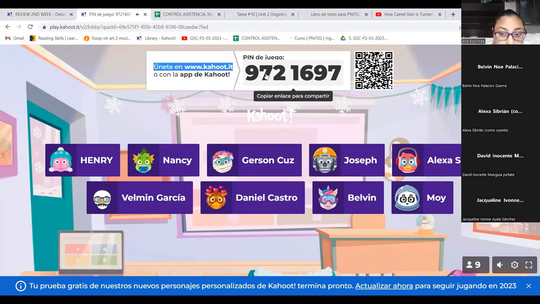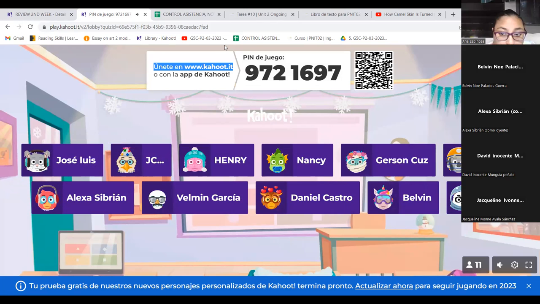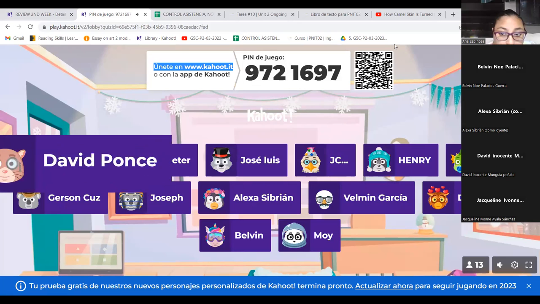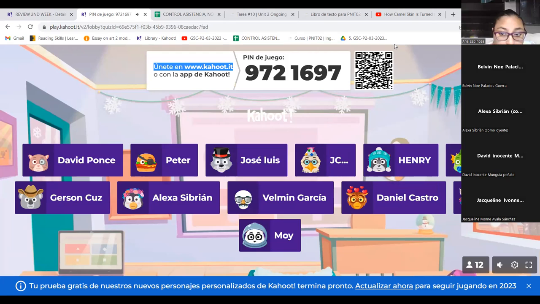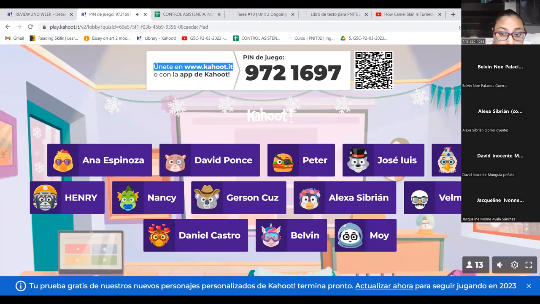Miramos, tengo a 8 personas, 9. Necesitamos por lo menos 17 personas conectadas, 16 personas conectadas. 10, 11. Bien. David Ponce, tenemos 12. Okay, we're missing at least 5 people more to be connected so we can begin the game. Otherwise, we cannot start. Okay, 13 people. We need 2 people more so we can begin. We need at least that. One moment.